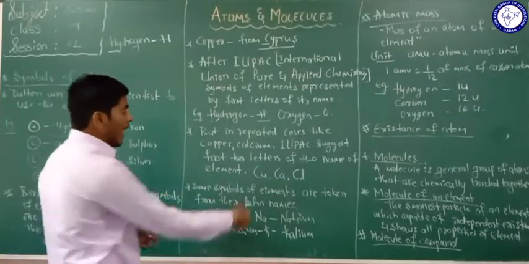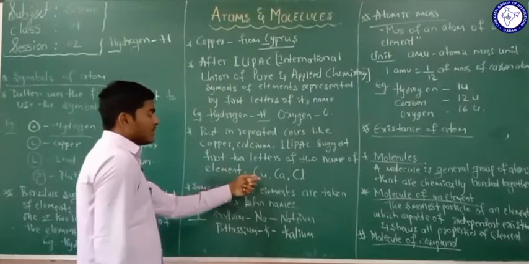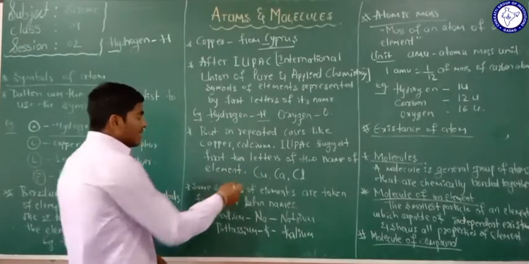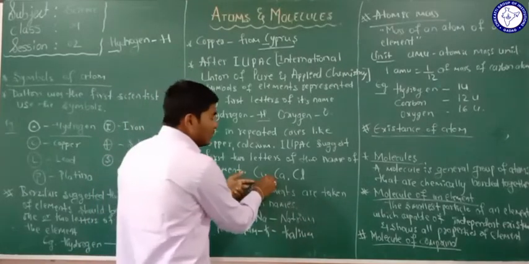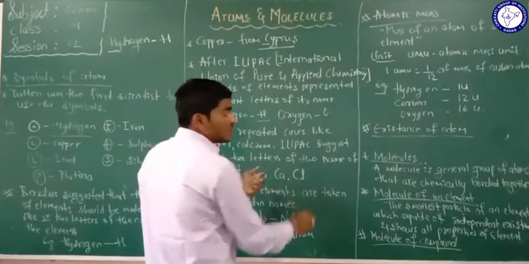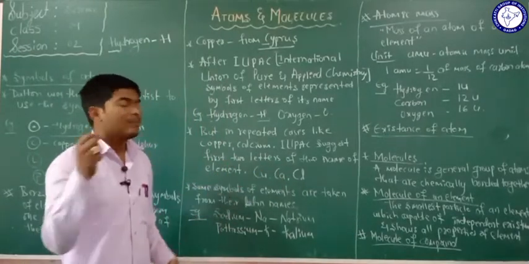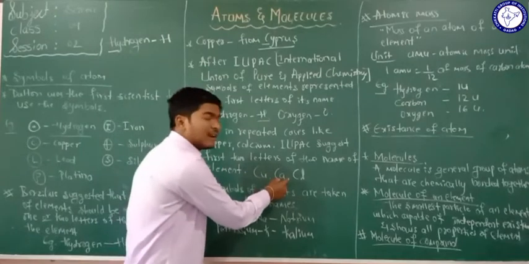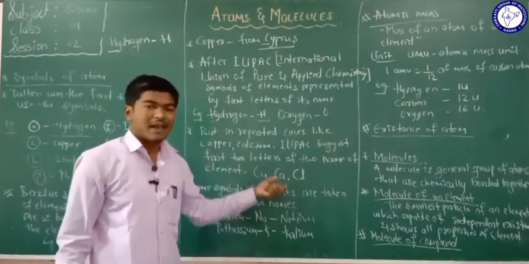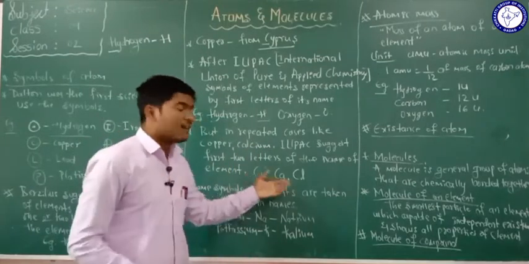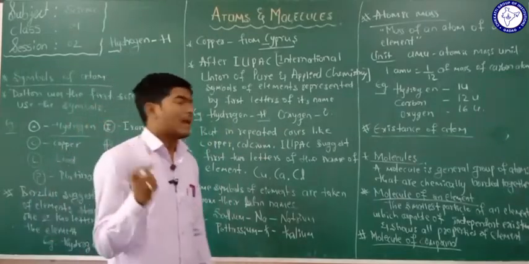For example, I am taking copper. Copper is represented by Cu. So we should write the capital letter C when we symbolize copper, and we should write the U as a small letter. Again, I am taking calcium. I am writing the first letter as a capital and the second letter as a small letter. We should use the first as a capital letter and all remaining letters as small letters when we represent the symbols of the elements.